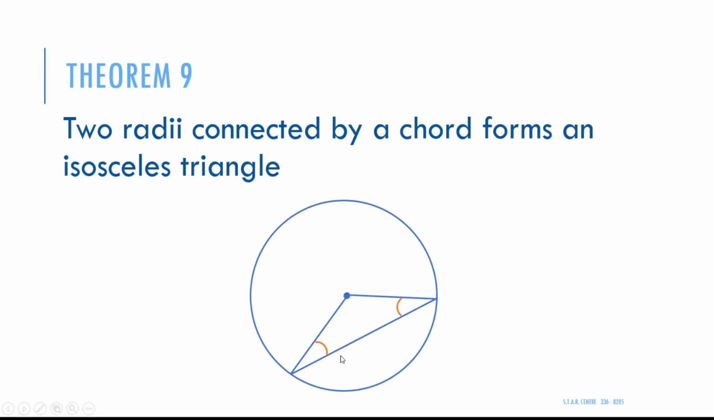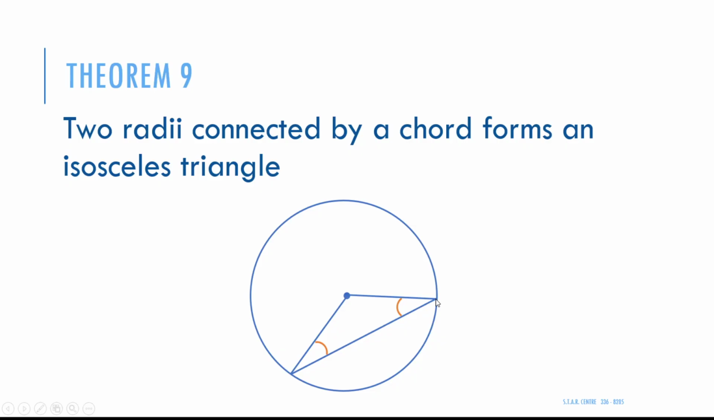Theorem 9. Two radii connected by a chord form an isosceles triangle. Radii is just the plural of radius. And this is a radius here from the center to the circumference. This is another radius from the center to the circumference. And a line connecting both of them here forms an isosceles triangle.